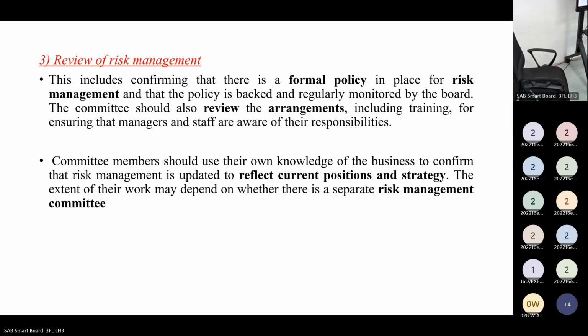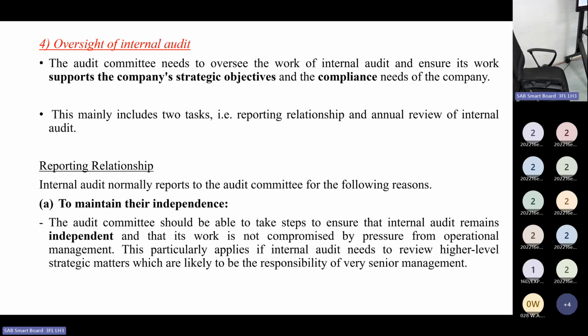ඒකට always need to ensure that whatever the risk reflect the current position and strategy. So under risk management, these are the things you have to look at, right? Audit committee. They have to look at the internal audit.